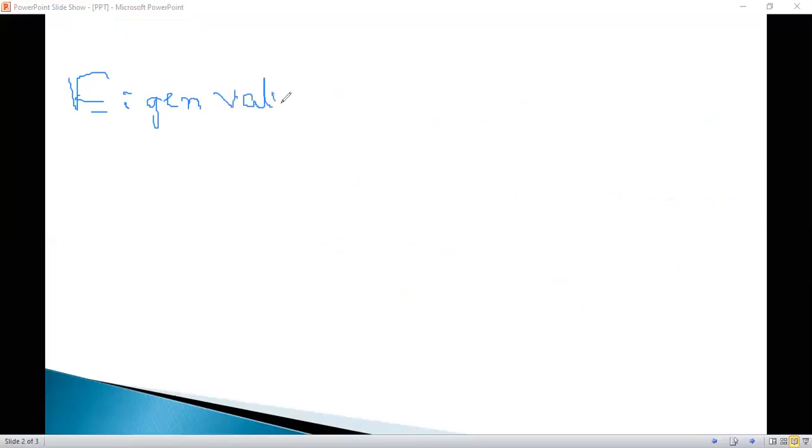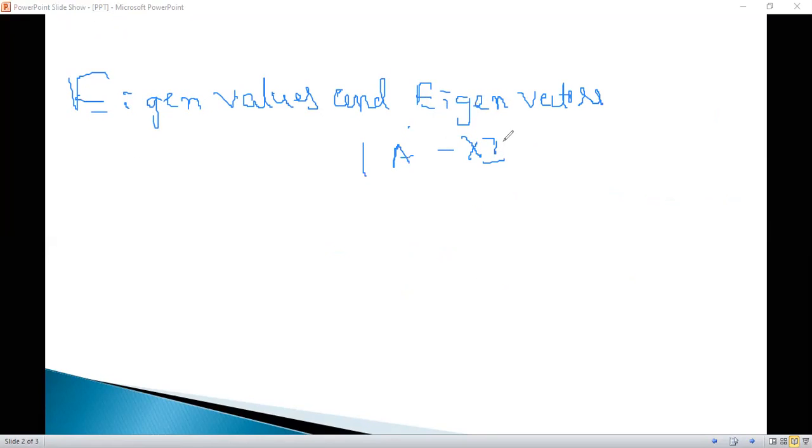Eigenvalues and eigenvectors of a matrix. Eigenvalues are nothing but the solution of the characteristic equation, determinant of A minus lambda I equals 0. So here lambda is nothing but the eigenvalue. We will get the roots. So this is nothing but the eigenvalue.